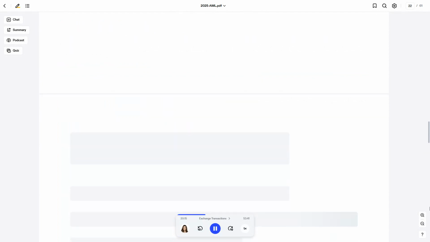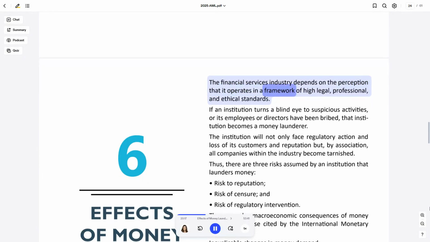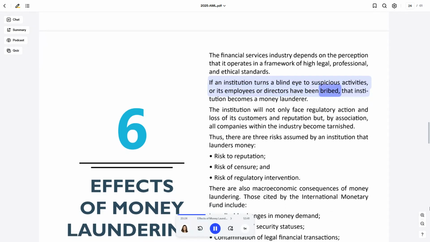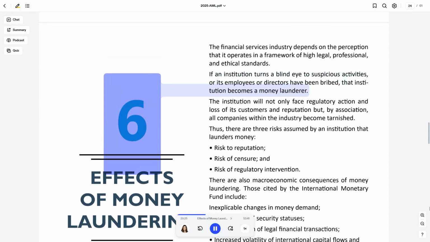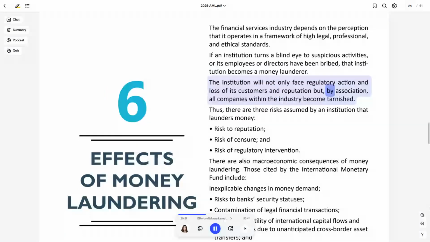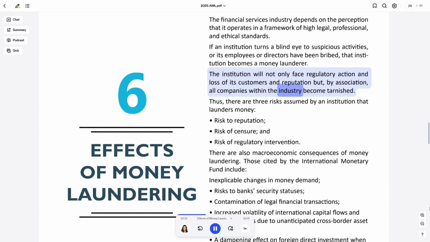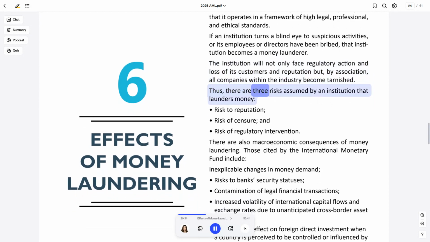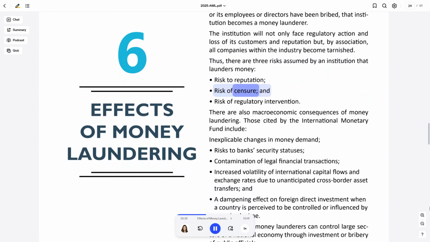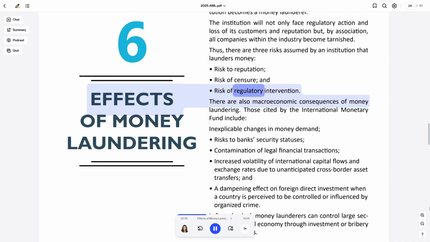The financial services industry depends on the perception that it operates in a framework of high legal, professional, and ethical standards. If an institution turns a blind eye to suspicious activities, or its employees or directors have been bribed, that institution becomes a money launderer. The institution will not only face regulatory action and loss of its customers and reputation, but, by association, all companies within the industry become tarnished. Thus, there are three risks assumed by an institution that launders money: risk to reputation, risk of censure, and risk of regulatory intervention.